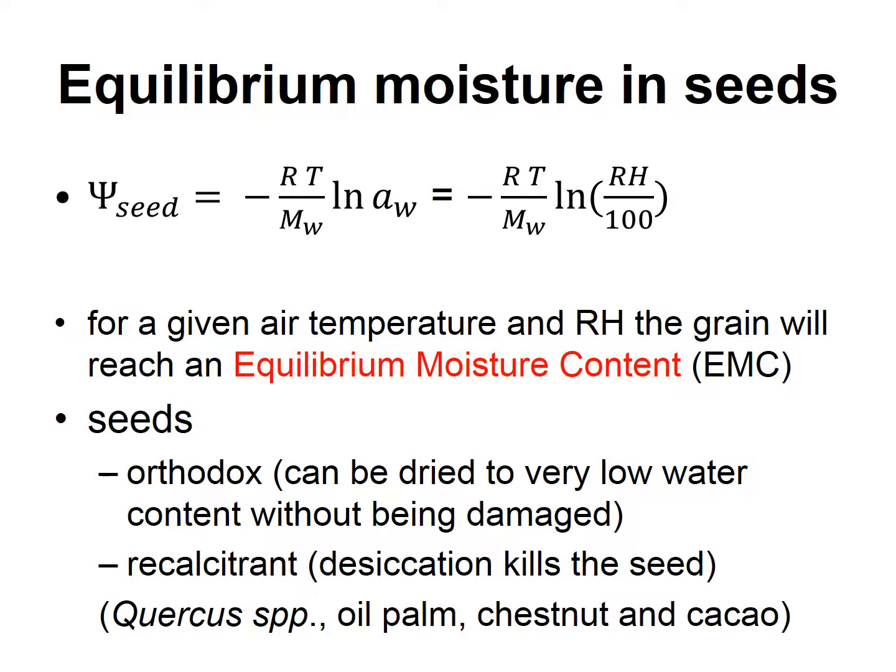Some seeds, called orthodox, which are most of the species, can be dried to very low water content without being damaged. In some cases, however, the so-called recalcitrant seeds might be killed if desiccation occurs. That happens with the acorns of Quercus species, oil palm seeds, chestnut, and cacao.